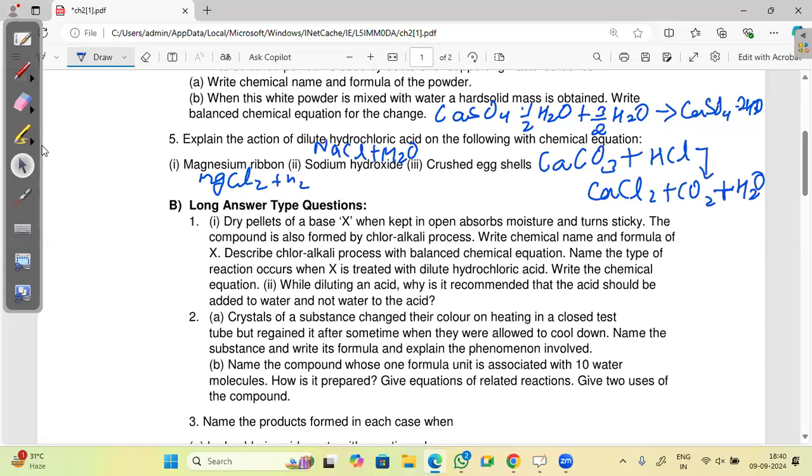Describe the chloralkali process with balanced chemical equation. So we did it just now. Name the type of reaction that occurs when X is treated with dilute hydrochloric acid. So what is the type of reaction? Moksha, what is the type? Yes, it's a neutralization reaction. Very good. So it is the neutralization reaction. Write the chemical equation while diluting an acid.